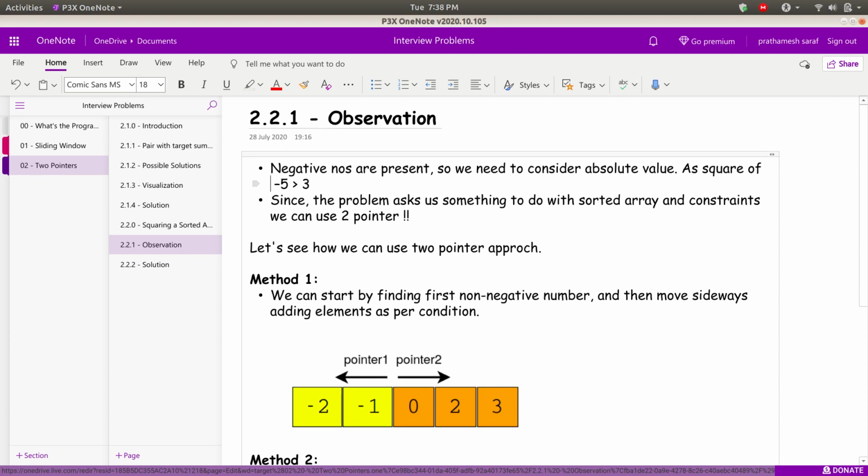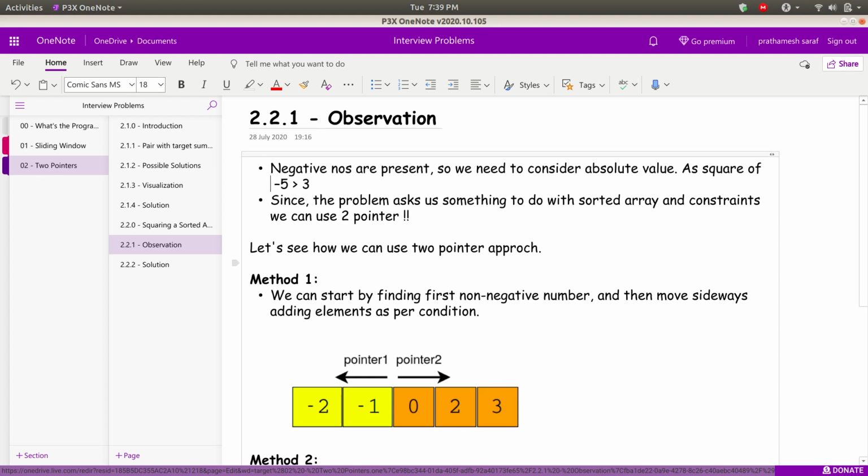So it would be easier if we consider the absolute values, so that they would be easy to compare while sorting. Also, the next thing we can see is that since the problem asks us to do something with a sorted array, right, and the constraints, we can use the two pointer approach. So here we are also developing an intuition to identify the pattern, right? Now let's see how we can solve it using the two pointer approach.